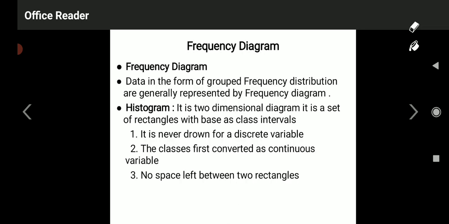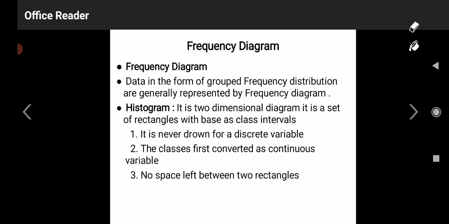Now in today's video lecture, let us understand the continued part of the same topic, that is frequency diagram as well as histogram. In frequency diagram, data in the form of grouped frequency distribution are generally represented by frequency diagram. Grouped frequency means a number of different frequencies are there in a particular activity. Those frequencies are represented by frequency diagram.